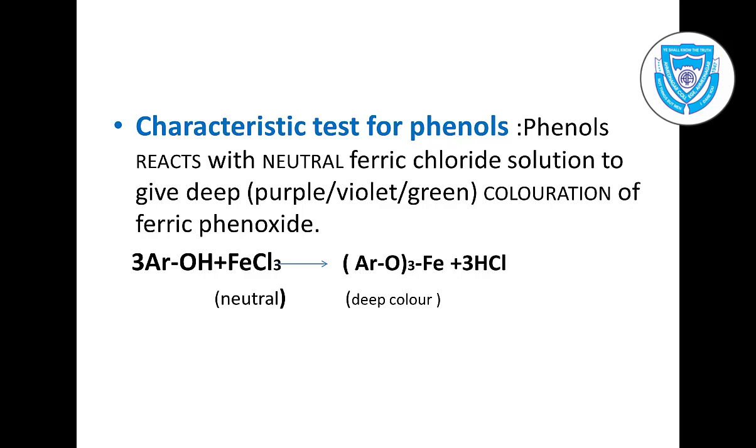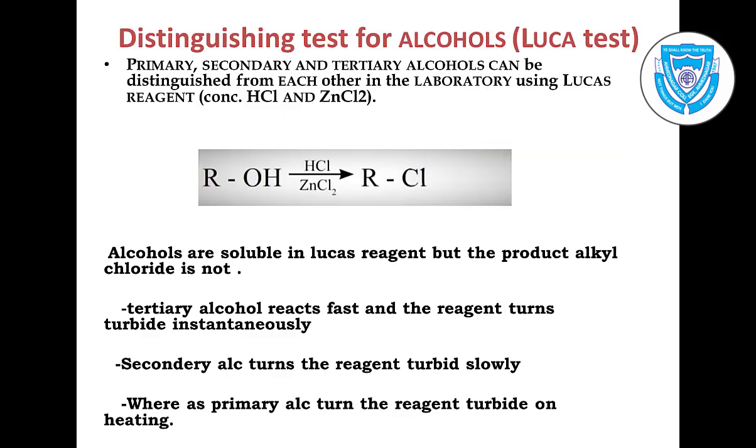Now we'll move on to the next test. This is known as the Lucas reagent. What is the Lucas reagent? It is a solution of concentrated HCl and anhydrous ZnCl2. This particular reagent is a very important reagent wherein we can conclude whether the given alcohol is primary, secondary or tertiary.